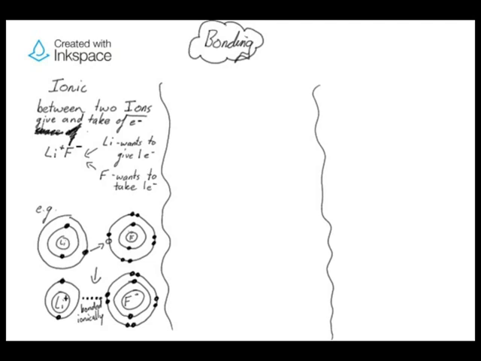Just quickly, this is called electrostatic attraction, where we have a positive and a negative, and they're attracted to each other. It's like a magnet. If you put the positive and positive ends together, they'll push away from each other, but positive and negative, and they're drawn closer.